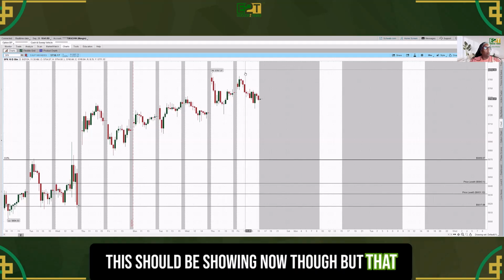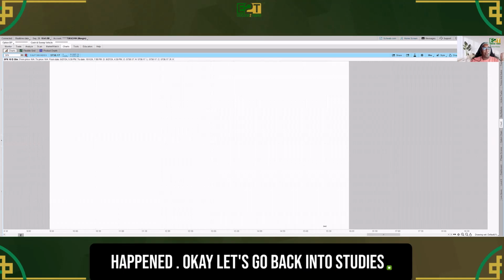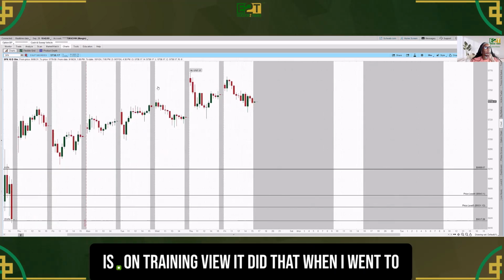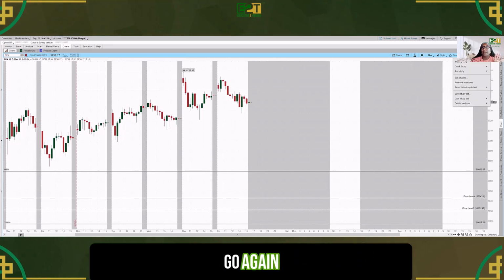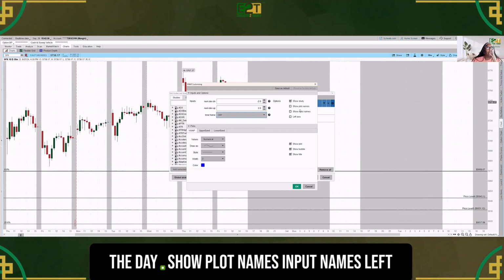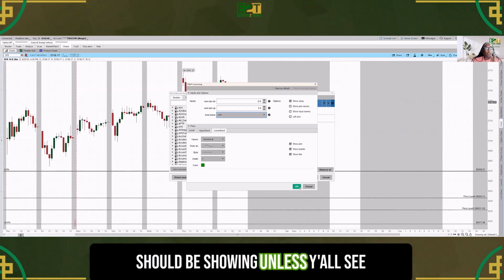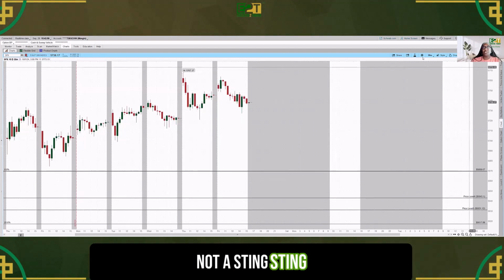You need to go down to below the time frame. This should be showing now, though. But on TradingView, that's what happened. Okay, let's go back into studies. Where are you? There it is. On TradingView, when I went to a lower time frame, it showed up. So let's go again. 2.0, that's what it was. Time frame on the day. Show plot names, input names, left axis, plot, bubble, title. Everything should be showing. Unless y'all see something I'm missing, y'all let me know. Apply. Nothing changed.